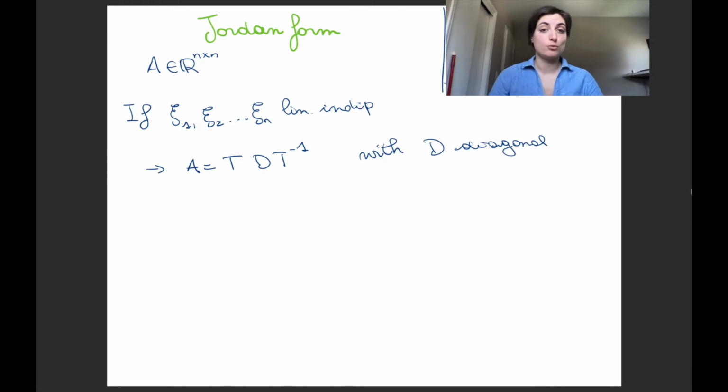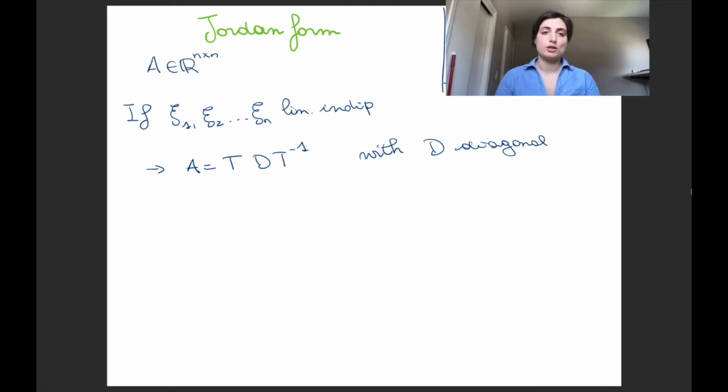So when A is a square real matrix of size n and n linearly independent eigenvectors, that means there are the same number of eigenvectors as the size of A, then we can write the diagonalization transform. So A equals T times D times T to the -1, where D is a diagonal matrix with only the eigenvalues of A on the diagonal. The fact that the eigenvalues might be repeated doesn't matter because anyway the eigenvectors are linearly independent.